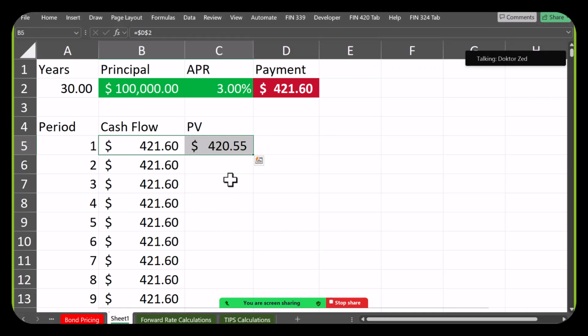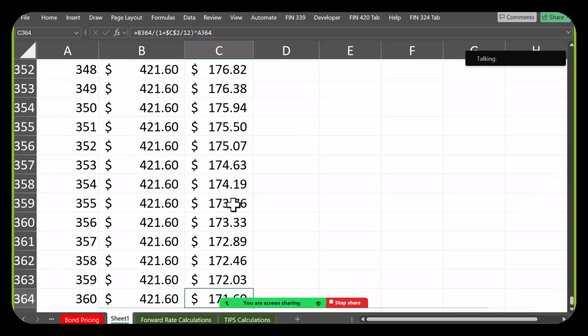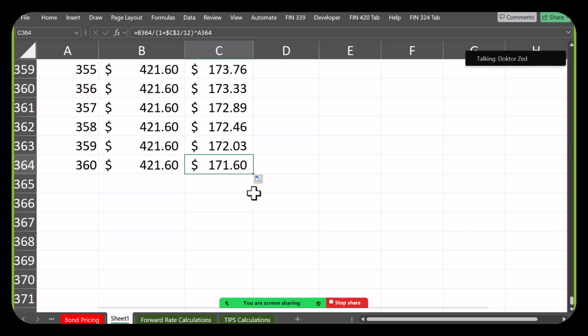So the first 421 that I'm going to get 1 month from now, as of now, is worth only 420. Obviously, these things are going to go down. The last 420 that I'm going to get 30 years from now at these interest rates is worth 170, 160, right?